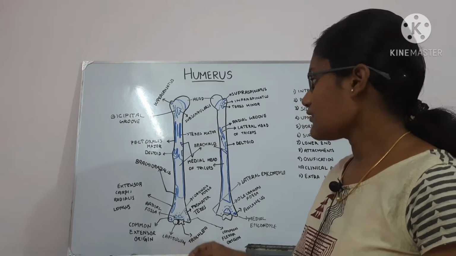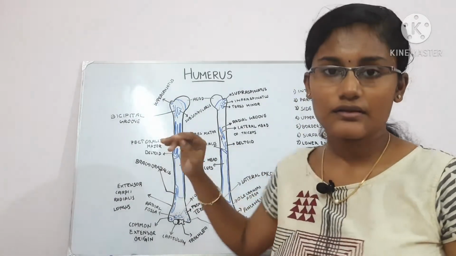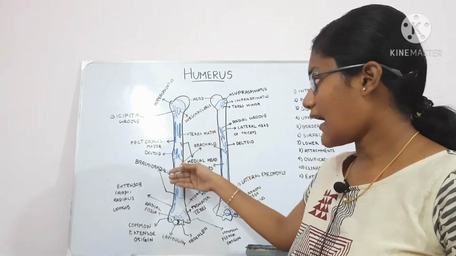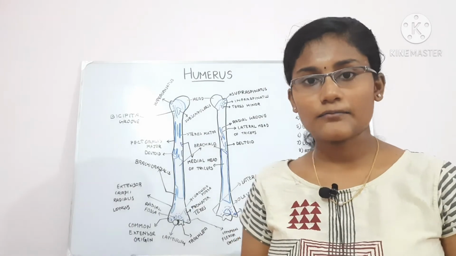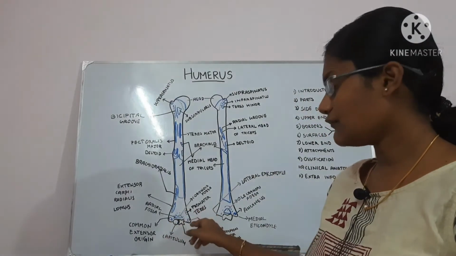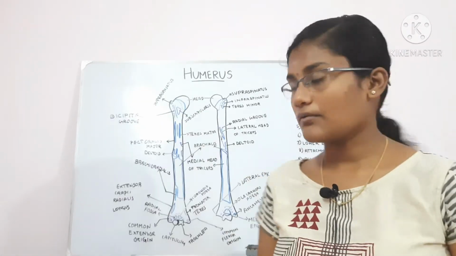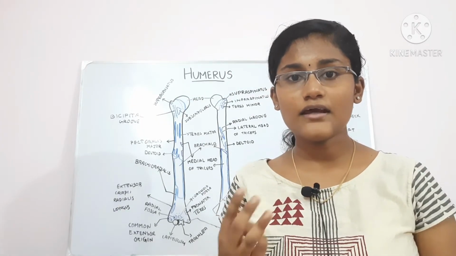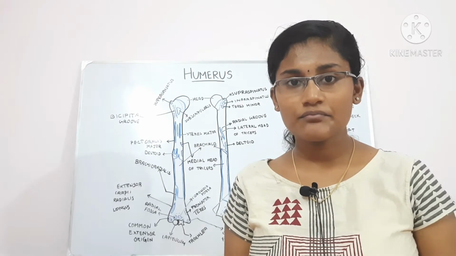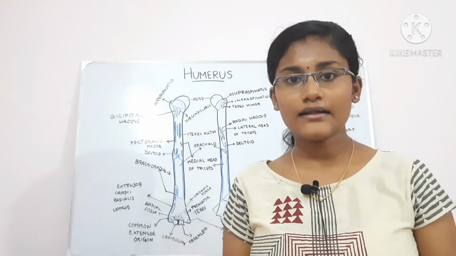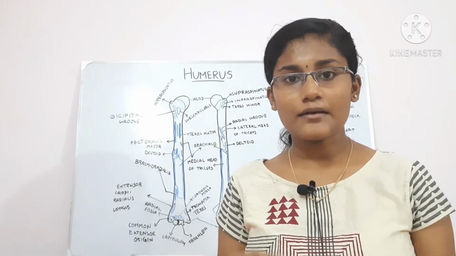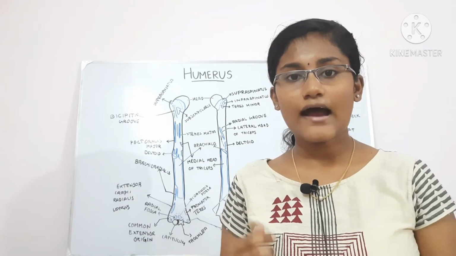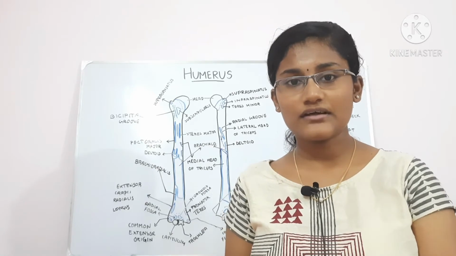Okay, now let's move on to the shaft of the humerus. The shaft of the humerus is rounded on the upper part and it is flattened on the lower part. It also extends from side to side to form the condyles. In the humerus, there are 3 borders and 3 surfaces. The 3 borders are the anterior border, lateral border and medial border. The 3 surfaces are the anterolateral surface, anteromedial surface and the posterior surface.